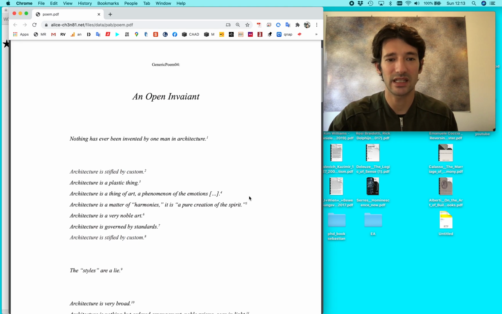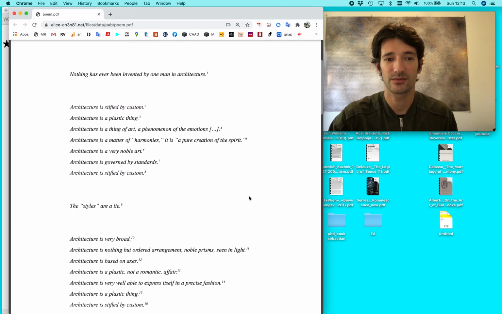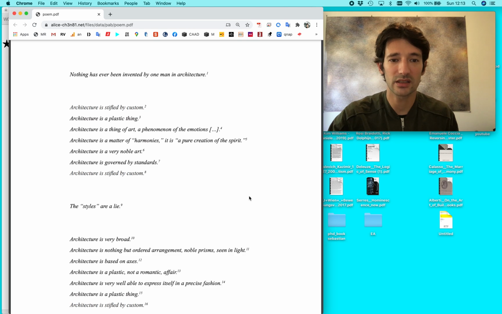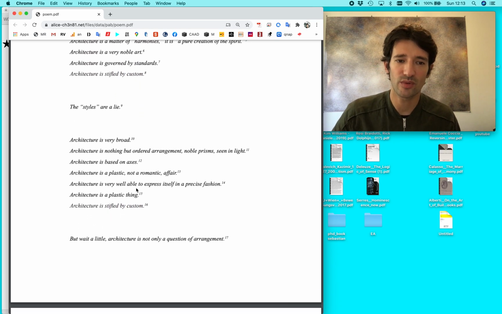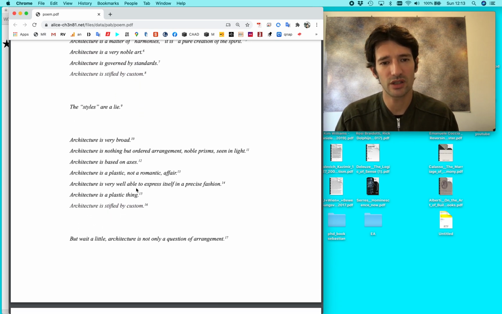Nothing has ever been invented by one man in architecture. Architecture is stifled by custom. Architecture is a plastic thing. Architecture is a thing of art, a phenomena of the emotions. Architecture is a matter of harmonies. It is a pure creation of the spirit. Architecture is a very noble art. Architecture is governed by standards. The styles are a lie. Architecture is very broad. Architecture is nothing but order, arrangement, noble prisms seen in light.